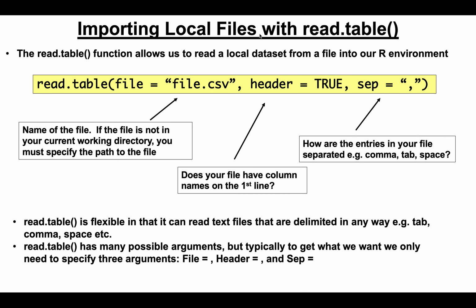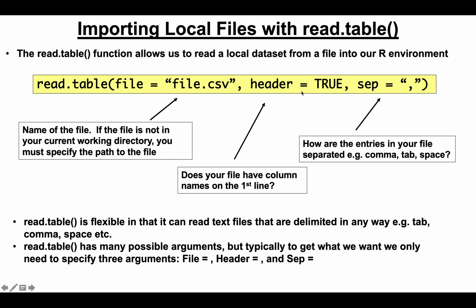And the way we're going to accomplish that is through a very useful function, a function that we'll use all the time, called read.table. Okay, and read.table allows us to read local data sets from a file into our R environment. And so there are 3 arguments that we have to feed to read.table in order for it to do its job. The first is an argument called file, so it needs to know the name of the file that we want to bring into our environment.